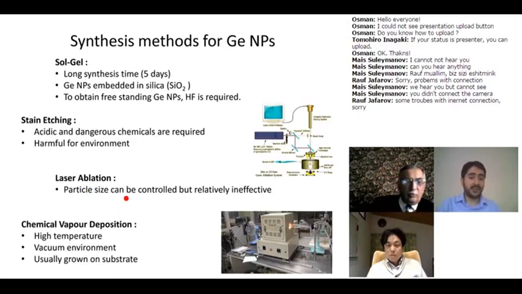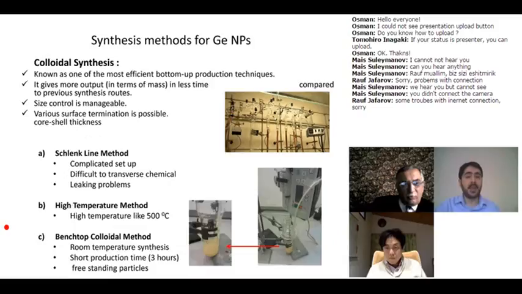In terms of laser ablation, it doesn't allow us to control the particle size. In laser ablation, we have our bulk material in a vial. We send a continuous laser beam onto it, and we can break down particles, but it's not efficient for obtaining a stable particle size. Chemical vapor deposition also, there is a picture here from the lab, and we have to go up to high temperature, like 500 degrees Celsius, and we need a vacuum environment and a complicated setup.